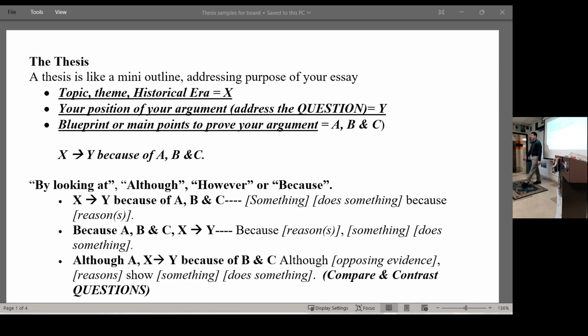If the essay question is asking, what were the major factors of the Industrial Revolution, you would say there are many factors that led to the Industrial Revolution. That's your X.